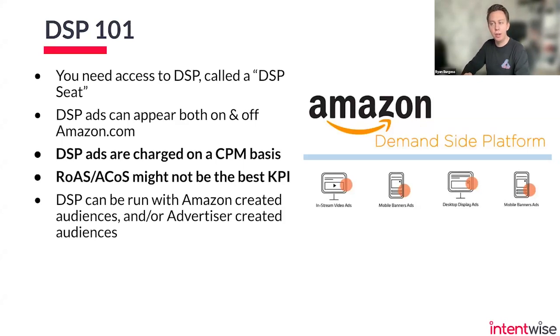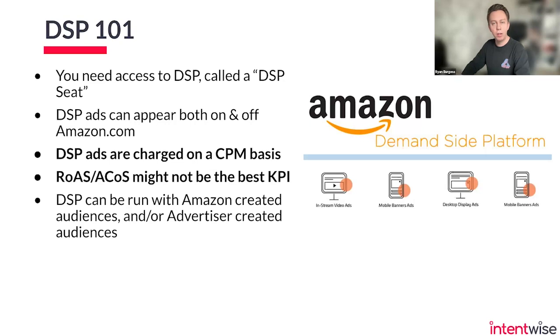There's a number of ways you can get access to DSP. You can run ads directly with Amazon. It's a managed service from Amazon that has a high minimum of spend. Usually you need to spend at least $50,000 to have Amazon manage the campaigns for you. Alternatively, you can work with an agency who has access to DSP, and they might have their own spend minimums, usually around $10,000 a month.